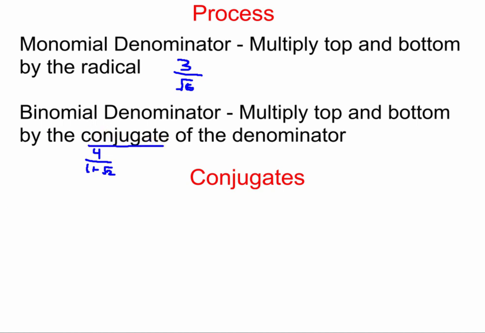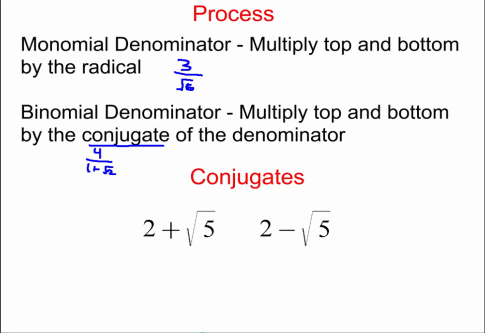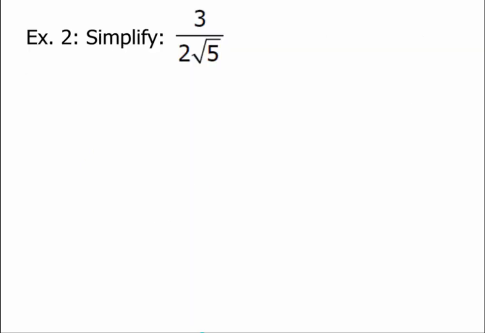So what's a conjugate? Well, a conjugate's really easy. If you've got an expression like 2 plus the square root of 5, then the conjugate is simply the same expression but with a different sign. So 2 plus the square root of 5 and 2 minus the square root of 5 are conjugates. The nice thing about conjugates is if you multiply them together, your final answer will not have a radical in it. So we're going to look at some examples of how to do both problems with a monomial and binomial denominator. Let's look at our first example for rationalizing the denominator.